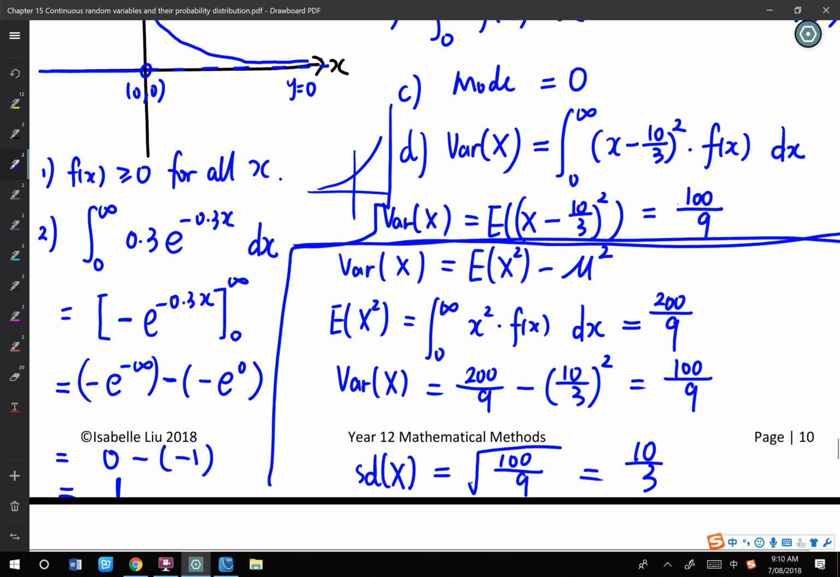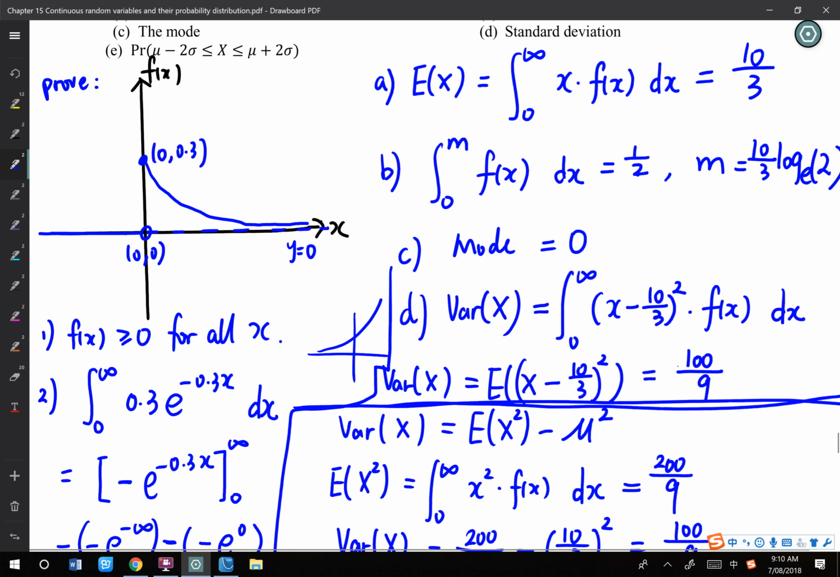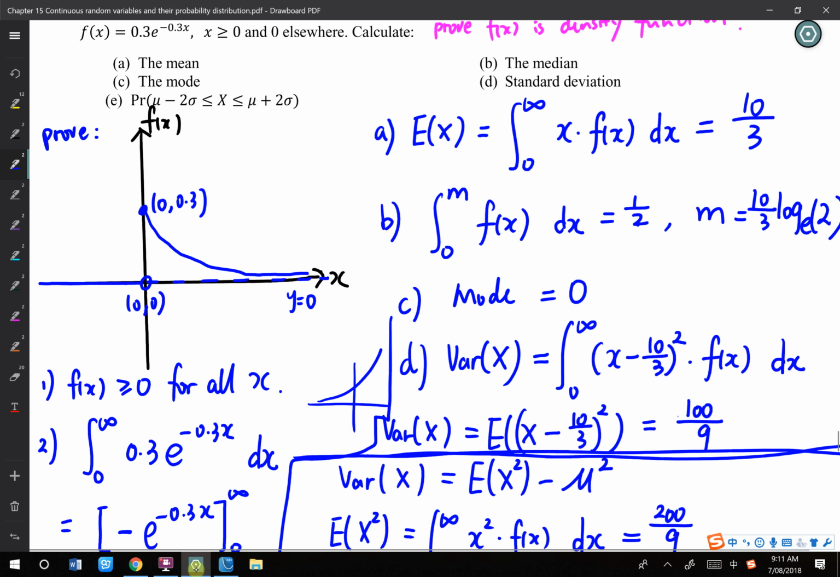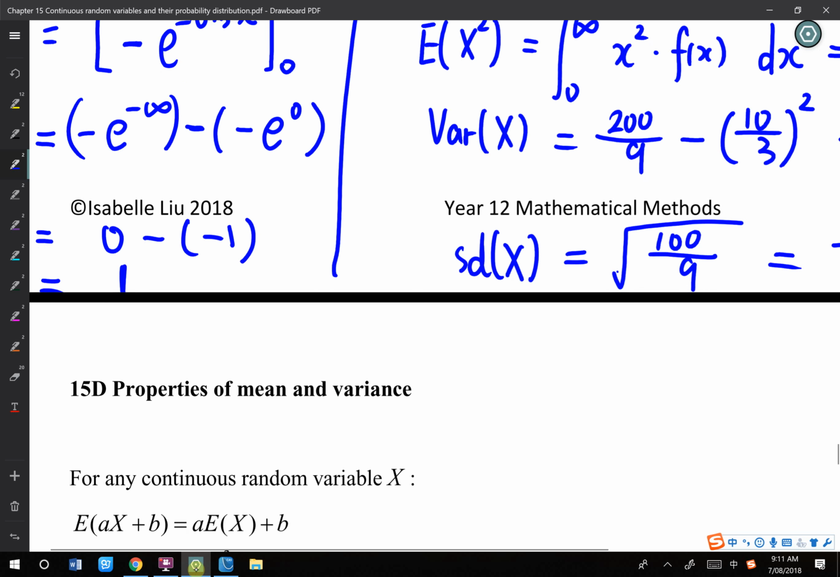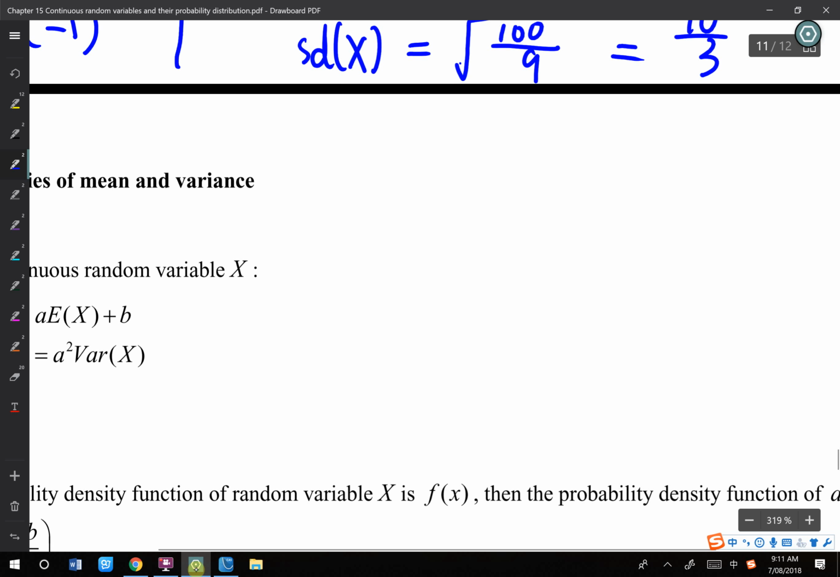All right, next one, part E. When you see that notation, what's the guessing probability? Between mu minus 2 sigma and mu plus 2 sigma, 95%. But again, this one asks us to calculate. I'll just use the space here.